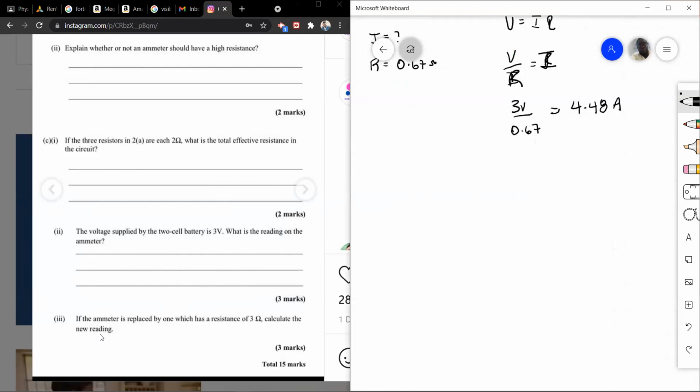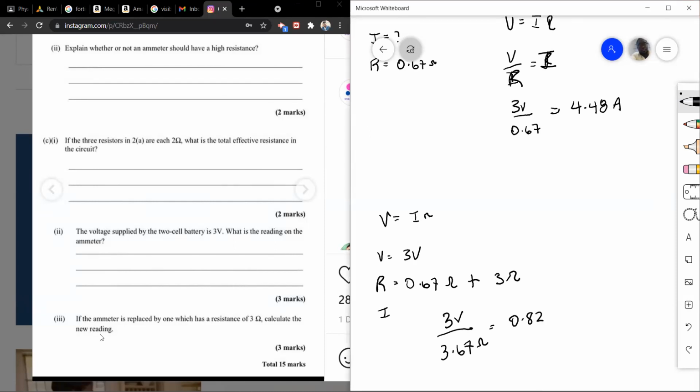Which means now that if I'm going to use V equals IR, my voltage is 3 volts, my resistance is 0.67 ohms plus the 3 ohms from the ammeter, and I now need to figure out I. So that would be 3 volts over 3.67 ohms, which is 0.9, 0.8? 0.82? Yes, sir. 0.82 amperes.